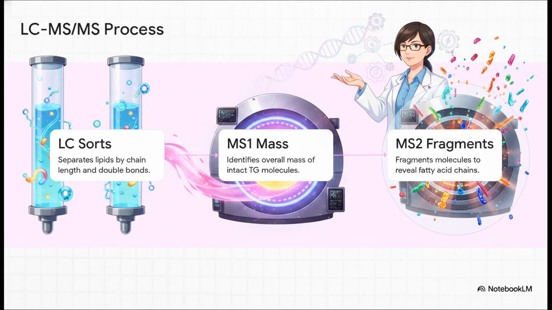Then, the first mass spectrometer, MS1, identifies the overall mass of the intact triglyceride molecule. Finally, MS2 physically smashes the molecule apart into fragments, revealing the precise individual fatty acid chains. This lets us perfectly identify and quantify specific triglycerides with absolutely zero free glycerol interference. It is highly specific, incredibly accurate, and leaves no room for imposters.